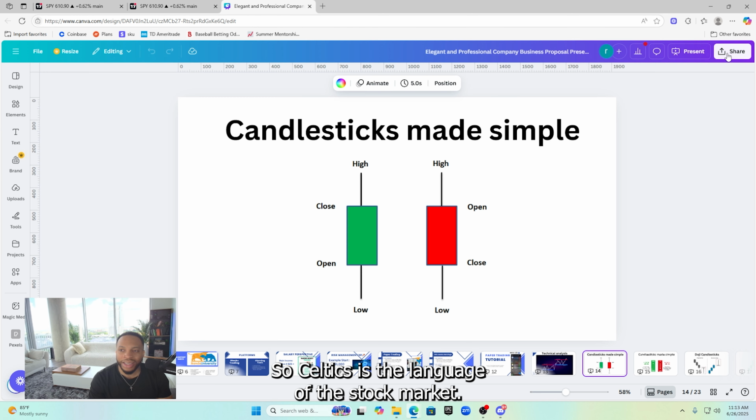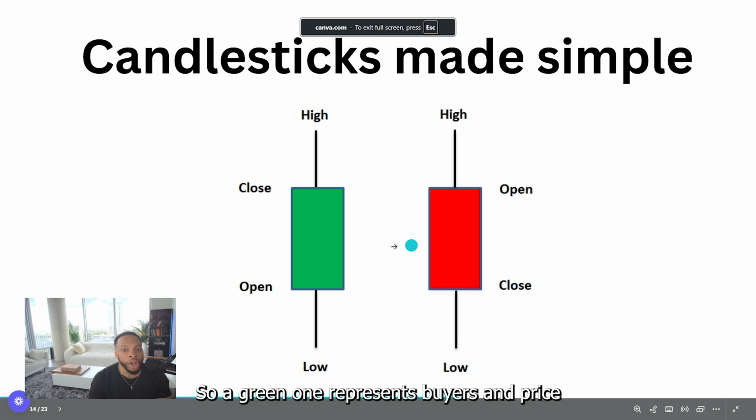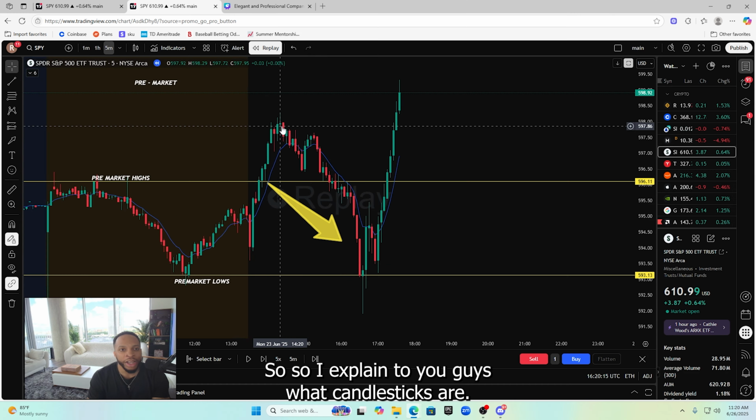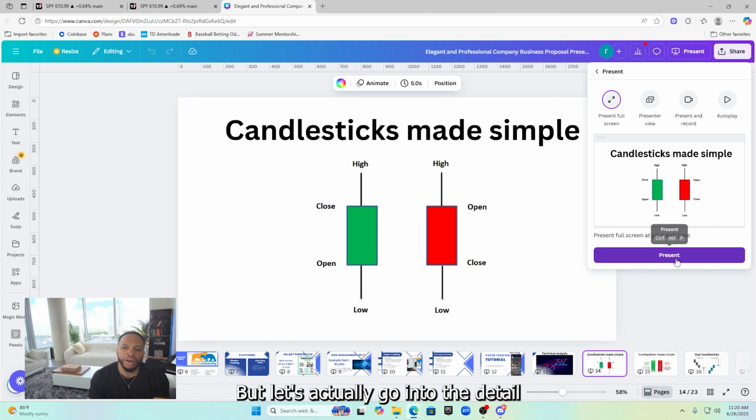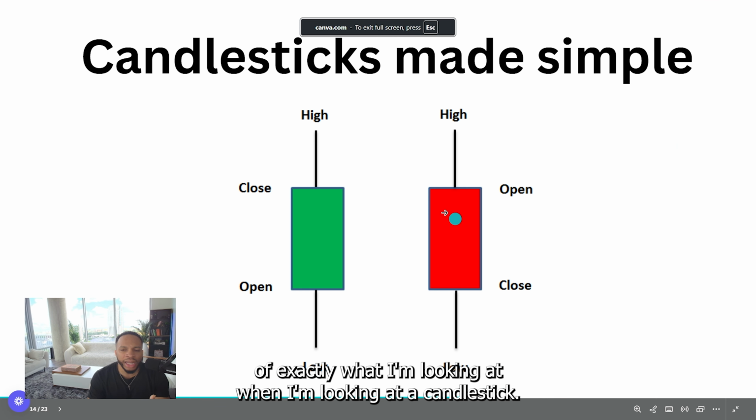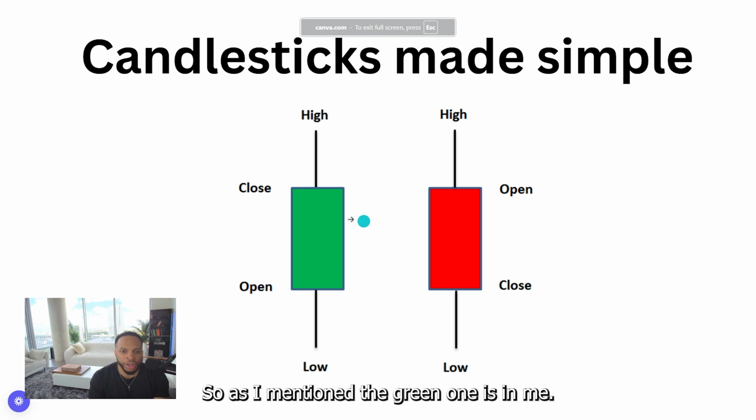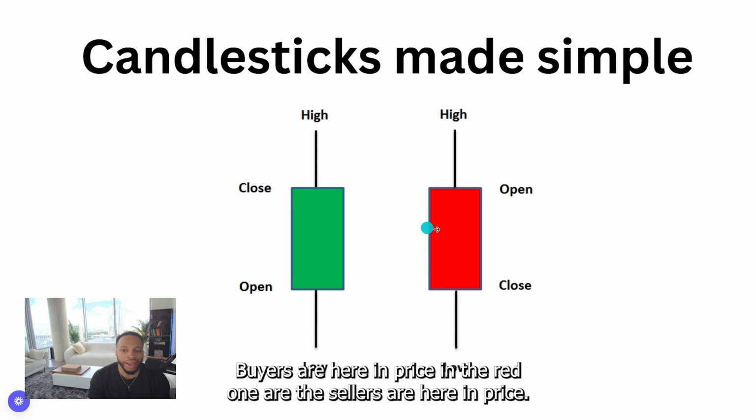All right, so step one, what are candlesticks? Candlesticks are the language of the stock market. A green one represents buyers in price, a red one represents the sellers in price, right? So I explained to you guys what candlesticks are, but let's go into deep detail of exactly what I'm looking at when I'm looking at a candlestick. As I mentioned, the green one is where buyers are in price, and the red one is where the sellers are in price, right?